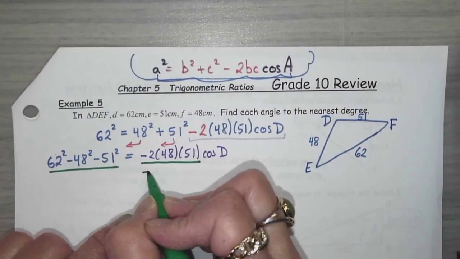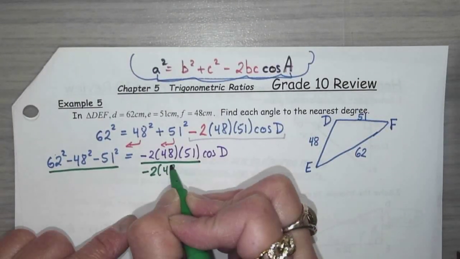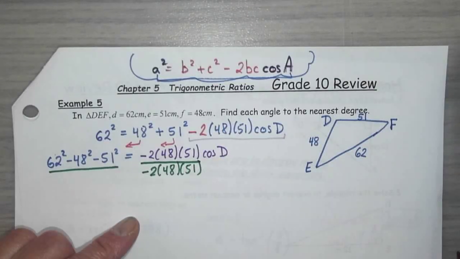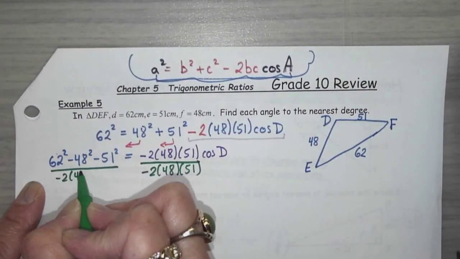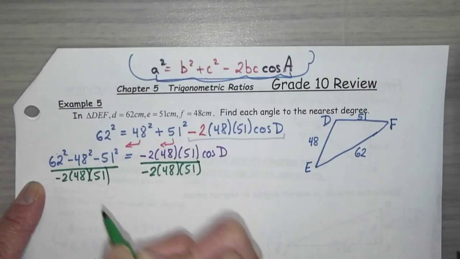Again, you can memorize it two ways if you want. I just hate memorizing. I'm just not good at memorizing. So I memorize one way, and then I do this. So 48, 51.